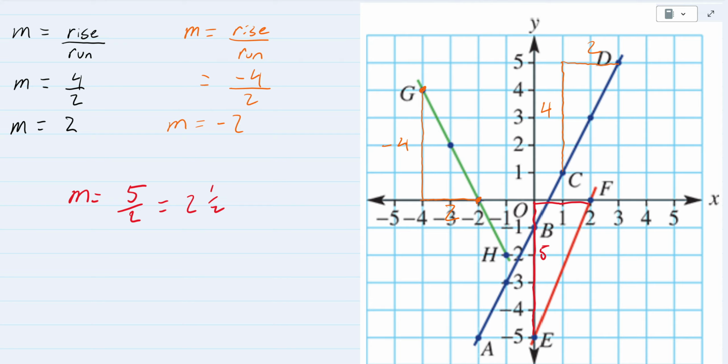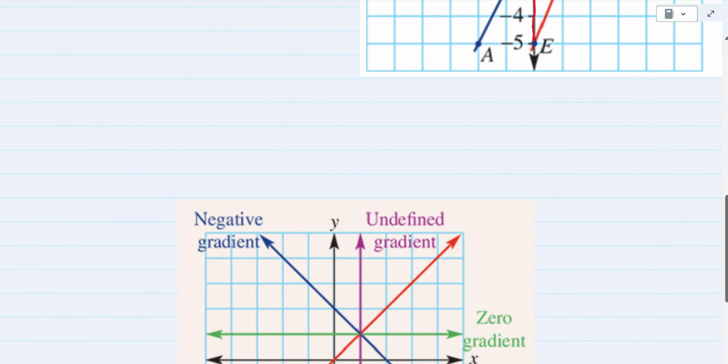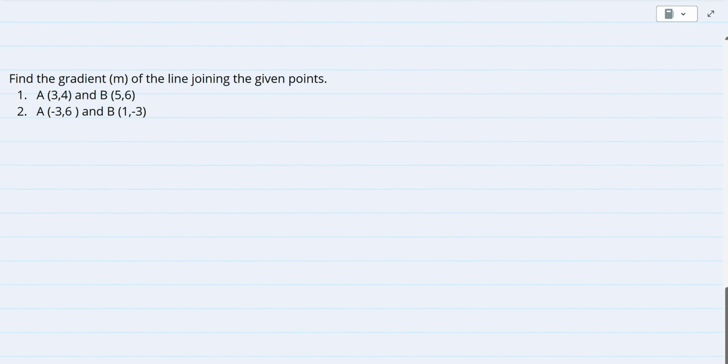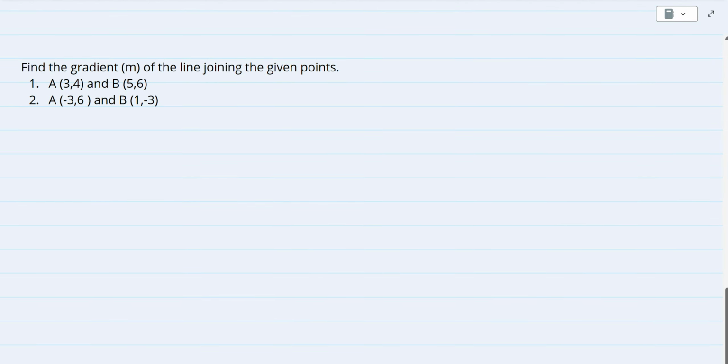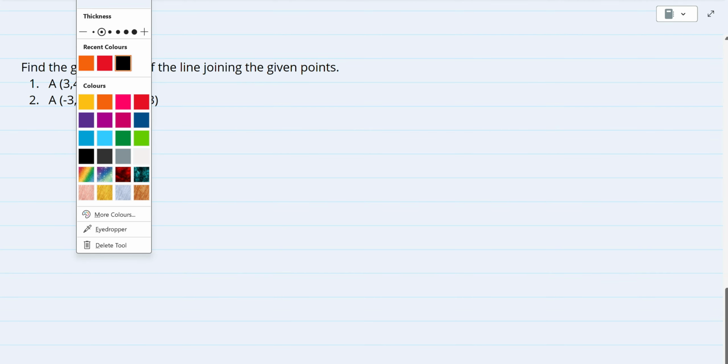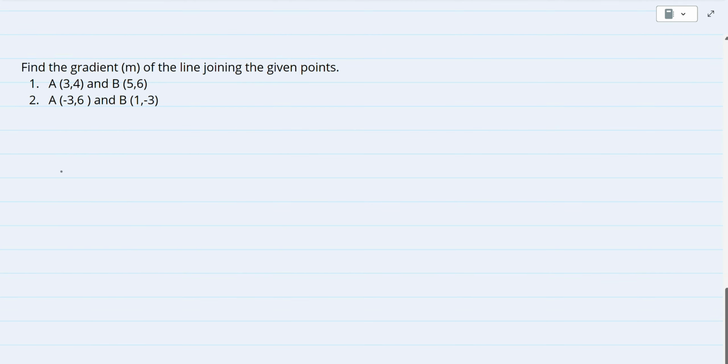So that's doing it visually. Using the graph, rise over run, how far is another coordinate from your starting coordinate? The other method is using the given points. So same thing in theory. Let's go back to black. So we know that we can find the gradient by dividing the rise of the line by the run of the line.